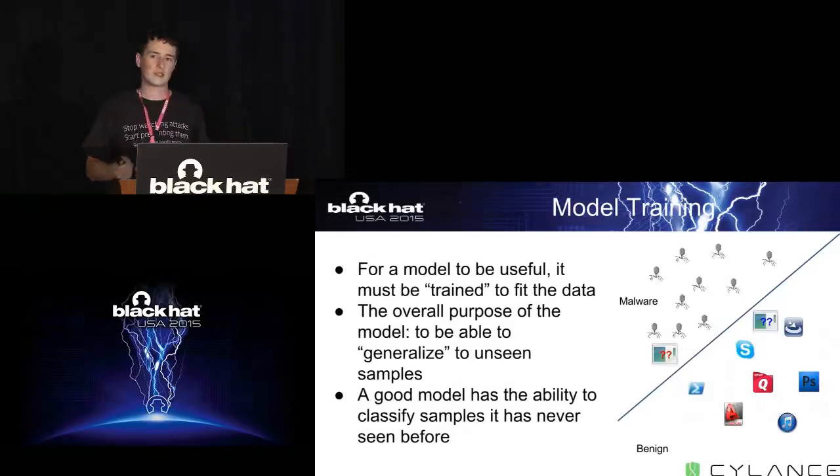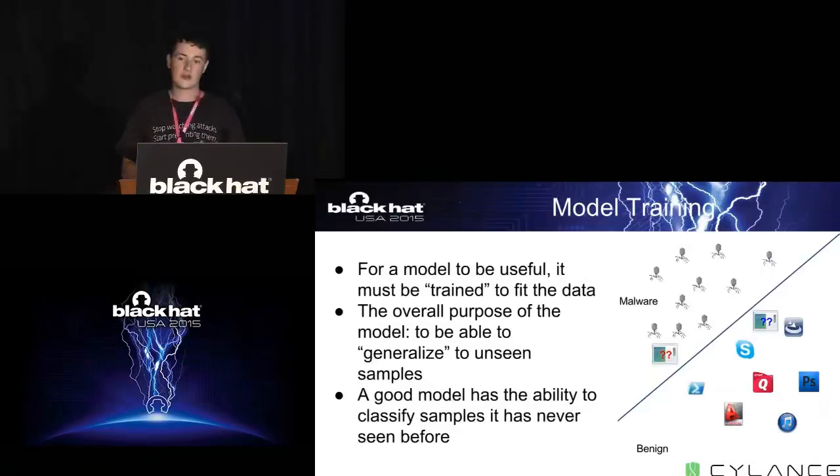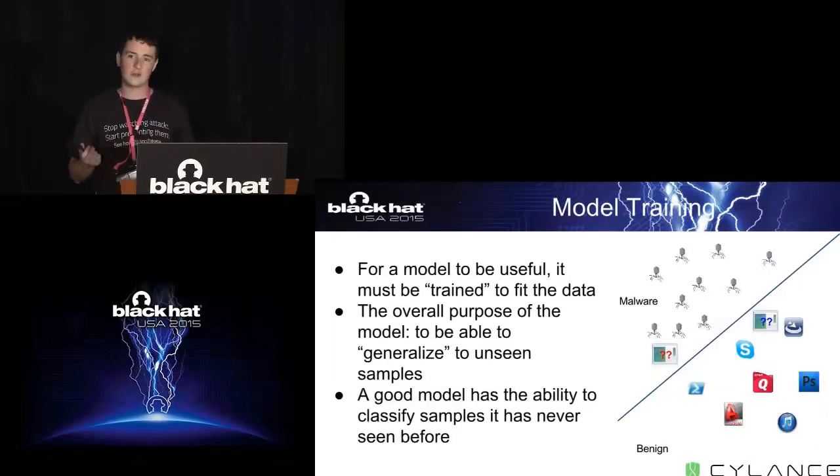So the whole purpose of this is to generalize to new samples, right? If the model can only tell us things that it knows about samples it's seen already, that's not very useful. We already have that, that's signatures, right? So the whole point is to generalize to unseen samples. So when you feed in a completely new novel piece of malware, if you have a good enough model, it's going to be able to tell you straight away whether it's good or bad.